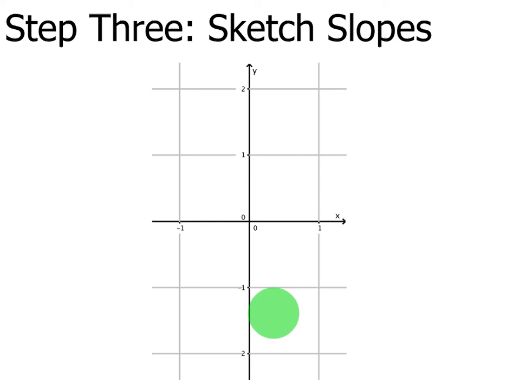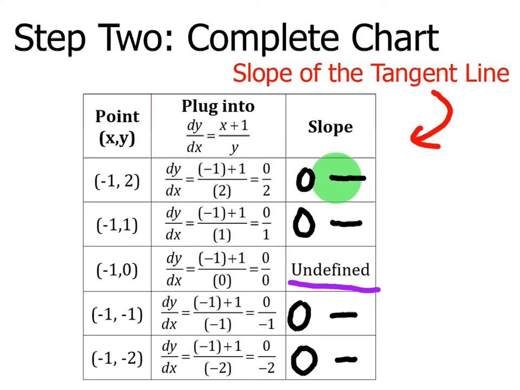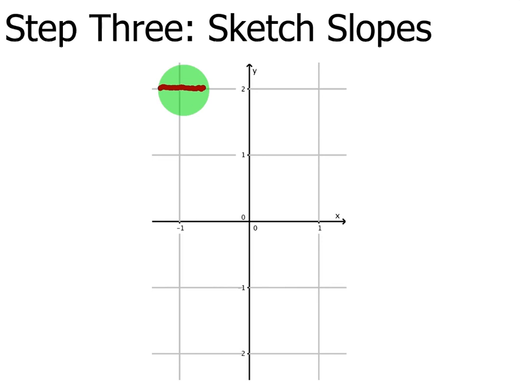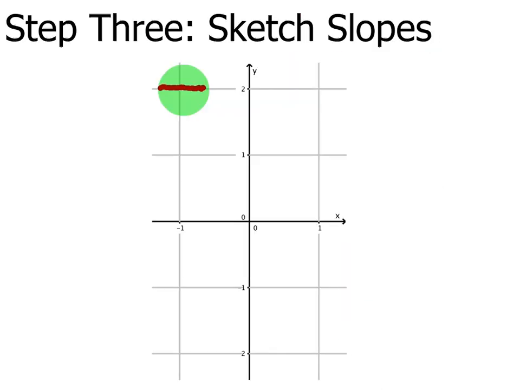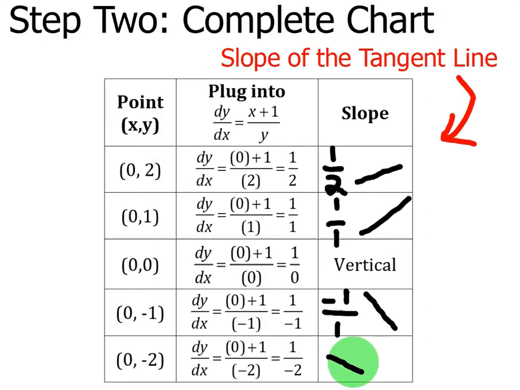The question really becomes, how big do you want to make your slopes? Well, you want to make it just big enough to see, but not too big so that it interferes with your other slopes. So at (-1, 2), I have a slope of 0, and I'm just going to sketch it right here. Now, if you look at the rest of these in this entire column at x equals -1, all of my slopes are horizontal except at 0. I have no slope. It's undefined. So I'm just going to quickly fill in all of these except at (-1, 0) because it's 0 over 0.